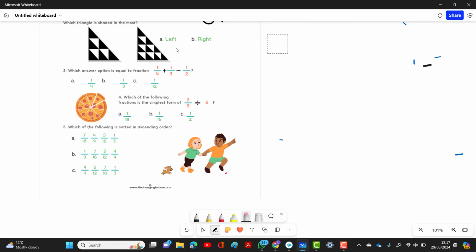Let's go to number 4. Which of the following fractions is the simplest form of 2/5 divided by 6? So basically, how do we divide fractions? That's the question.